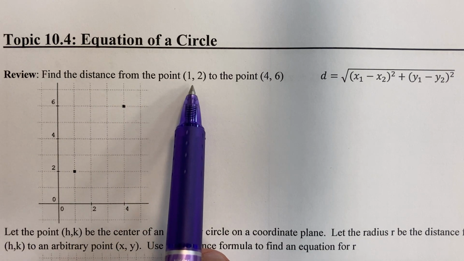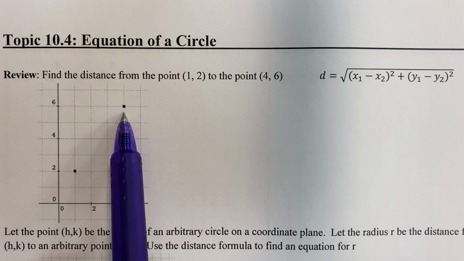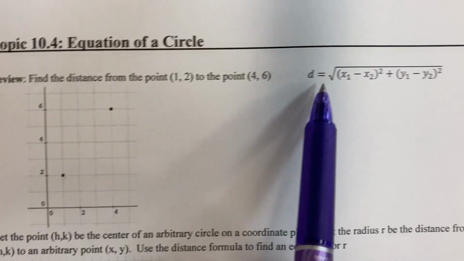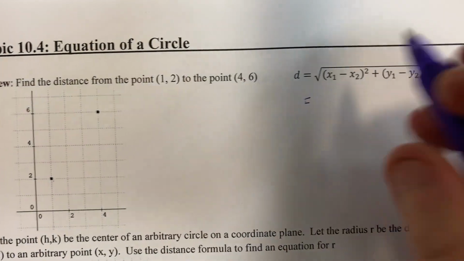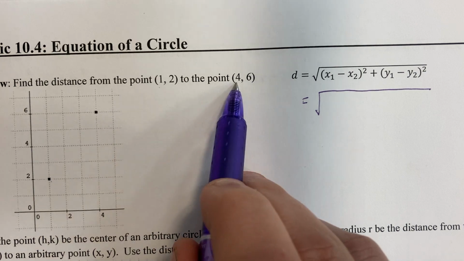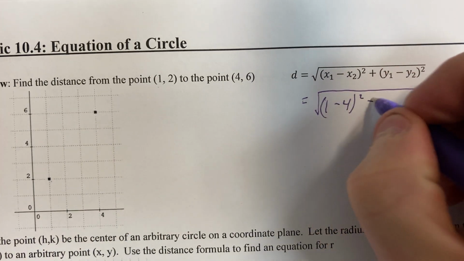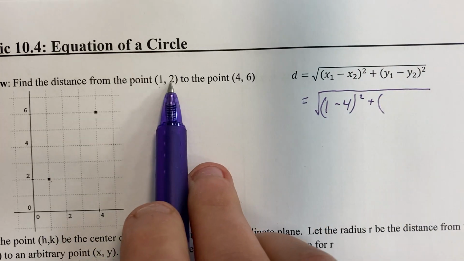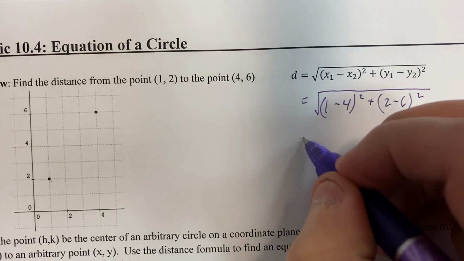Find the distance from the point (1, 2) to the point (4, 6). And typically you would use the distance formula. And we basically just plug in to that formula right there. So plug in your x minus x, 1 and 4, plug in your y minus y, 2 and 6, and work out the equation.